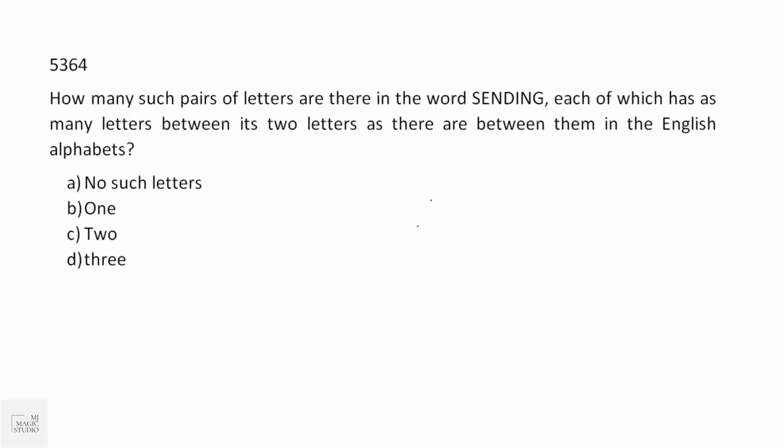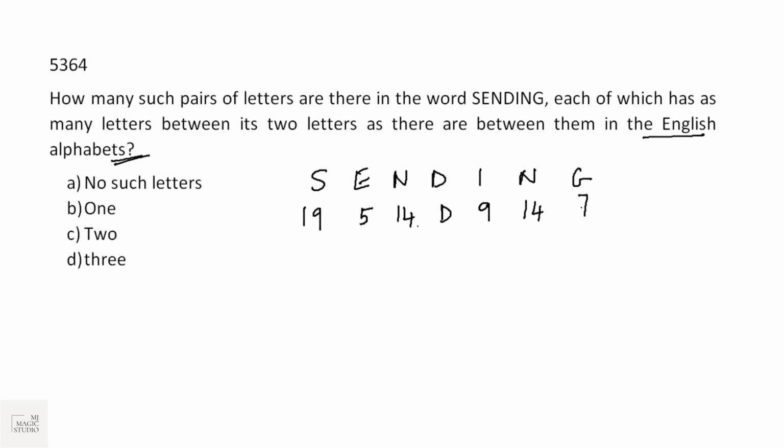This is one of the popular questions asked on this platform. How many such pairs of letters are there in the word SENDING, each of which has as many letters between its two letters as there are between them in the English alphabet? So let me first write their positions in the English alphabet. S is 19, E is 5, N is 14, D is 4, I is 9, N is 14 and G is 7.